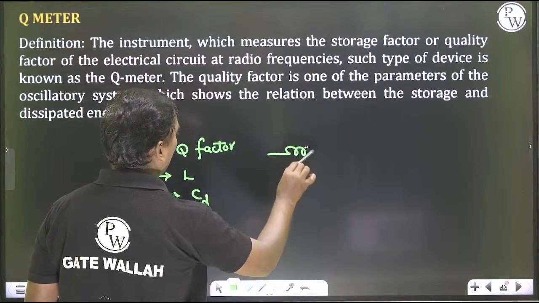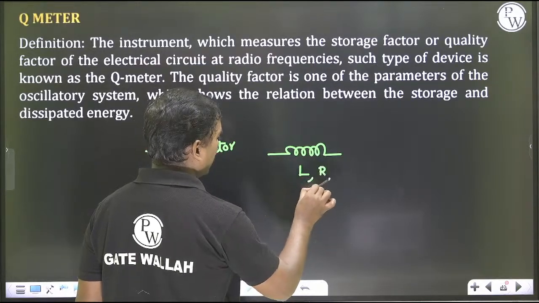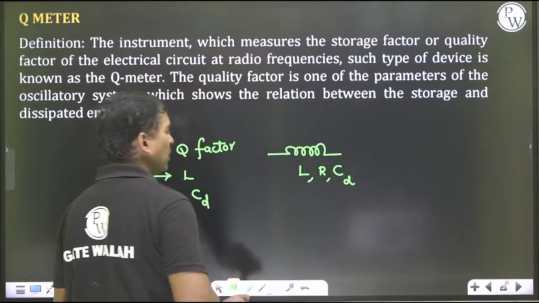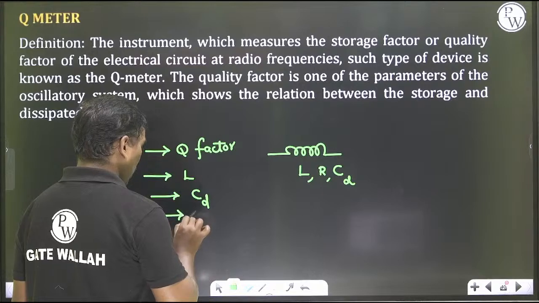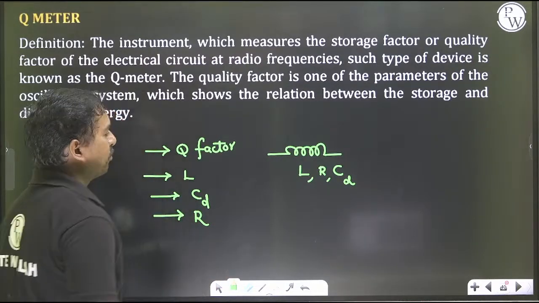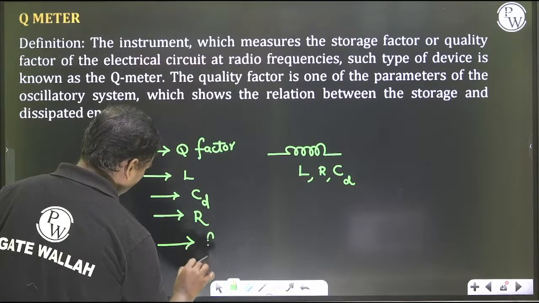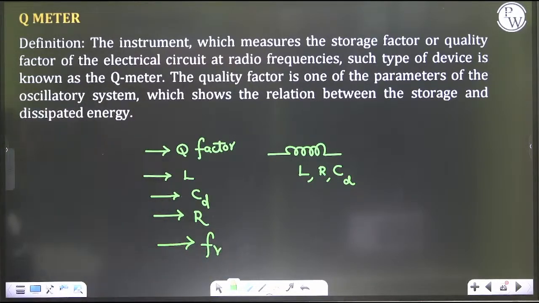That means if you take a coil, what are the coil parameters? This coil will be having inductance, this coil will be having some resistance, this coil will be having some distributed capacitance. Okay, and the coil will be having the Q factor, and the coil will be having the resonant frequency. So these are the parameters we are going to use.